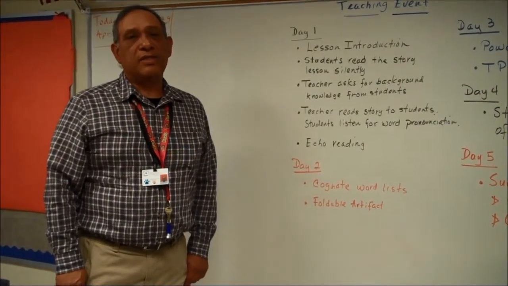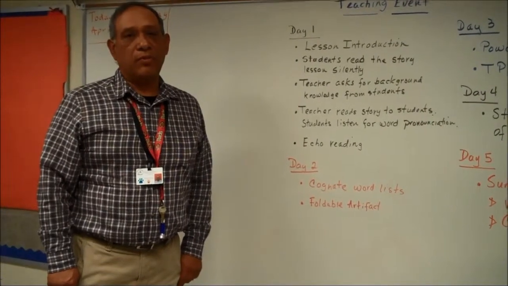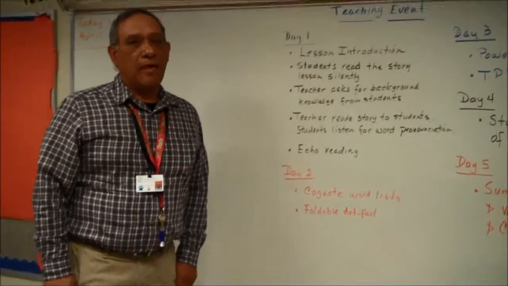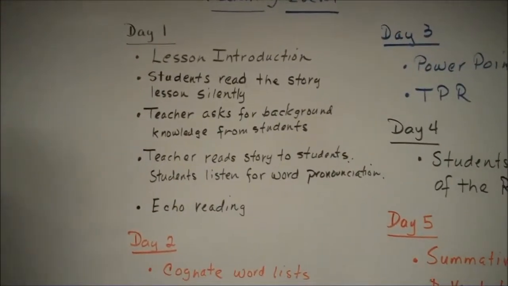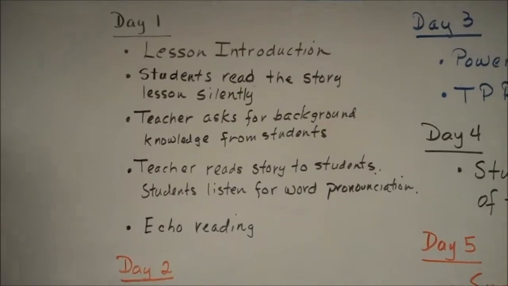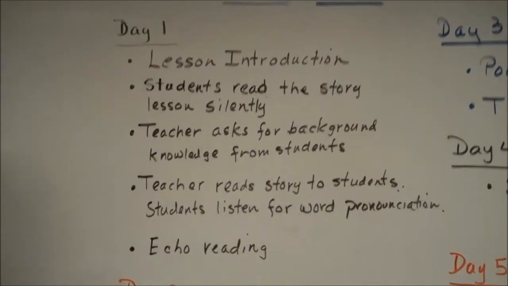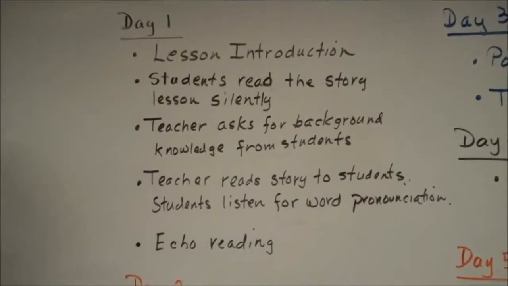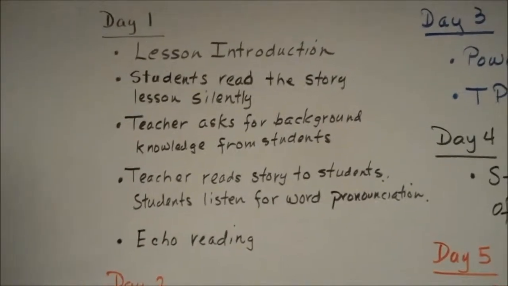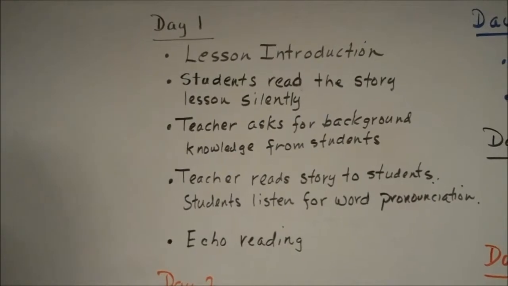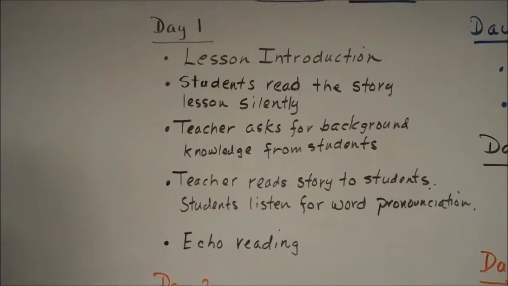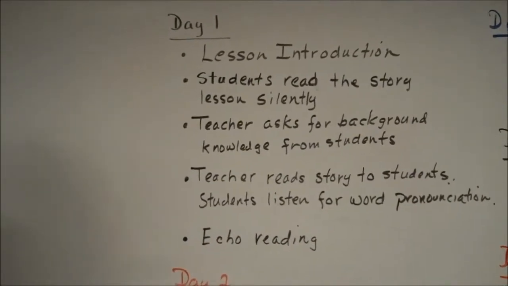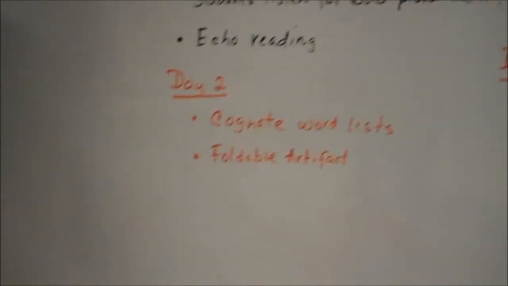My lesson consists of 5 steps that we do part of each day. The first part is day one. We have the lesson introduction. Students read the story silently. Then I ask background questions to see if they have any knowledge of the topic or the main idea of the story. Then I read the story to the students, and the students listen for word pronunciation. And then finally we do the echo reading. They read after me.